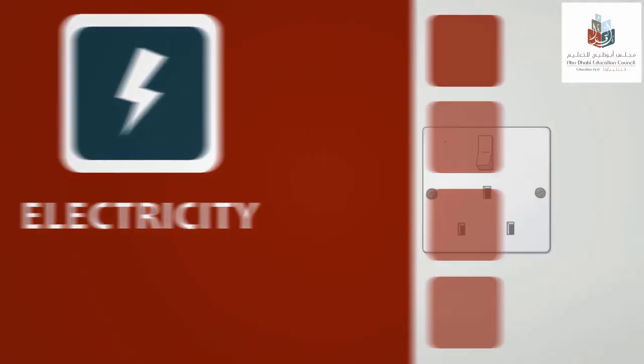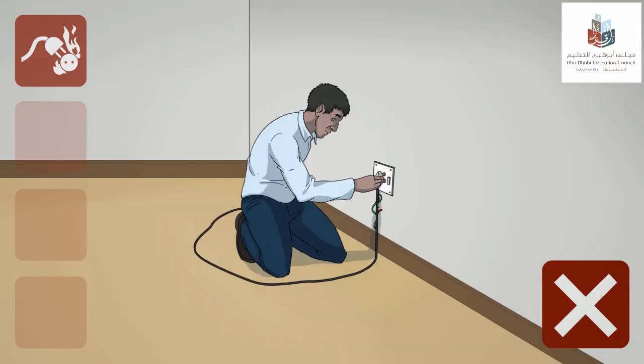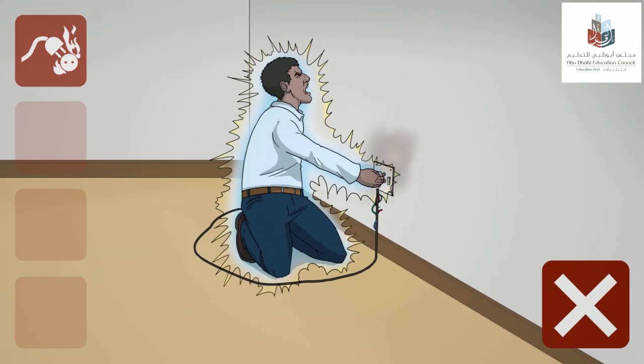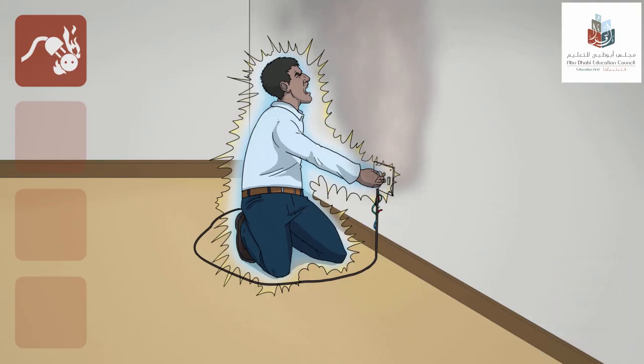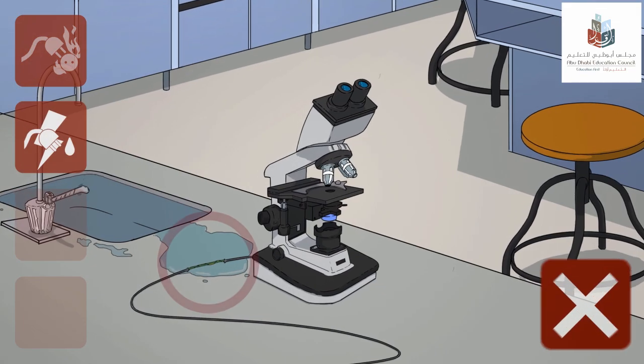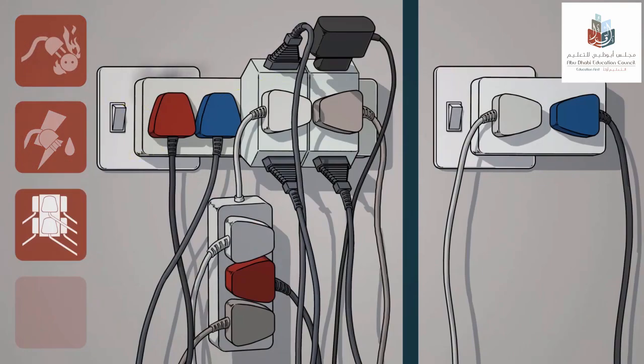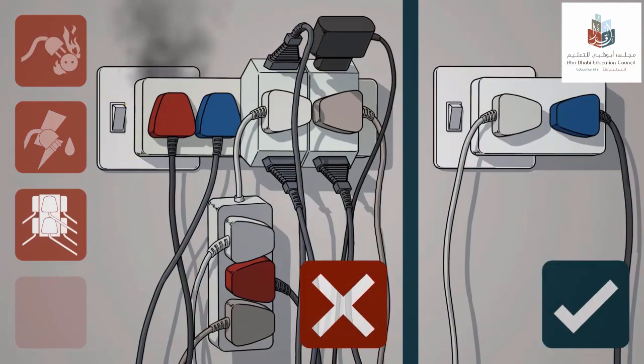Electricity. Electricity can be very dangerous if not used correctly. Electric shocks can be fatal, and electrical fires can also cause loss of lives and damage to property. We must follow the following precautions to ensure the safety of everyone in our schools. Never use electrical appliances close to wet areas. Do not overload outlets with too many appliances.